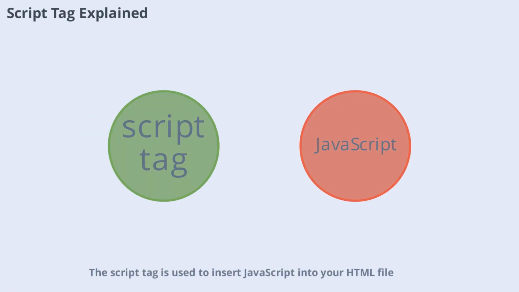The script tag is used to insert JavaScript into your HTML file. It's simple to use and essential for adding functionality to your web pages. By placing your code between the opening script and closing /script tags, you tell the browser to execute JavaScript. This is the foundation for making your website interactive.